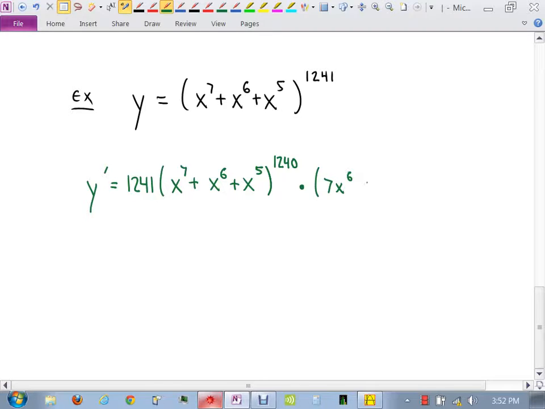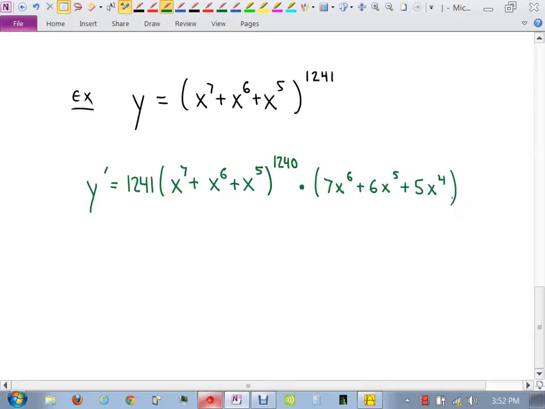7x to the 6th, 6x to the 5th, 5x to the 4th. There we go. That's super clean, super easy, right? Without chain rule, that's a mess. Impossible, probably, for a human.